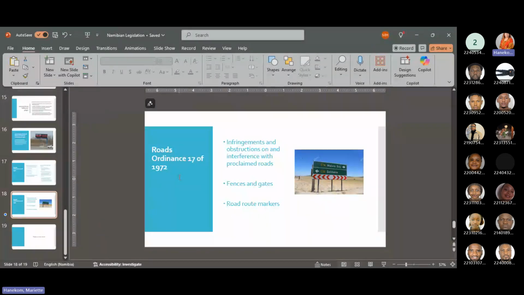The roads ordinance also deals with infringements and obstructions on or interference with proclaimed roads, deals with fences and gates, where these fences or gates may be or may not be, as well as with prescribed road route markers, what they look like, where they must go, etc., etc.